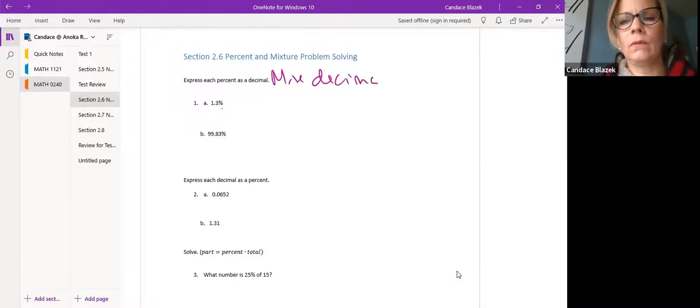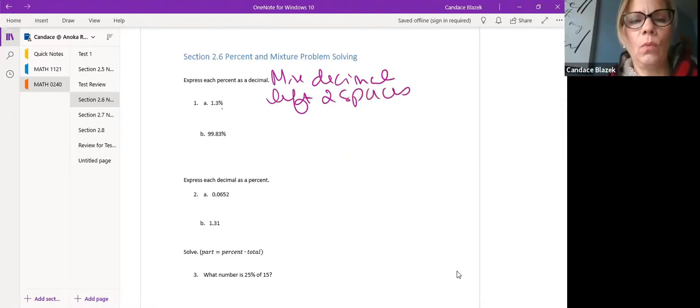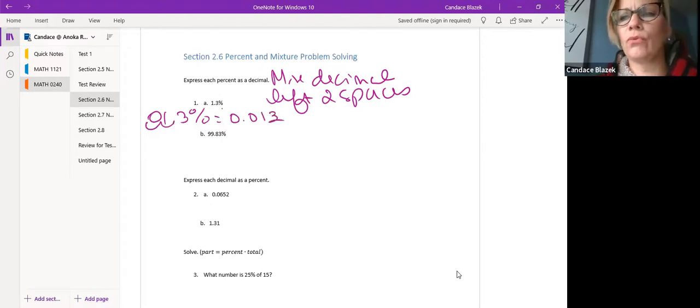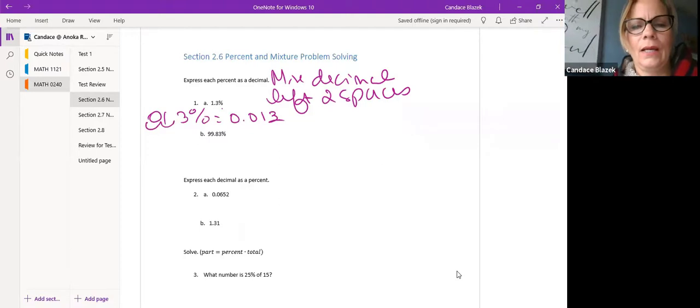Decimal left 2 spaces. Okay, and we drop the percentage sign. So when I look at 1.3%, I move the decimal place twice to the left, add the 0 wherever that extra hump is, and it is equal to 0.013. That would be our answer.